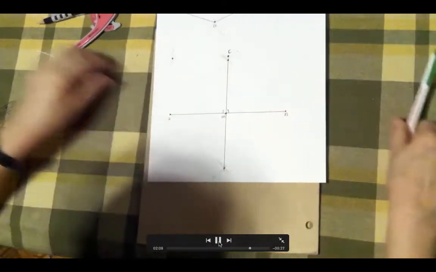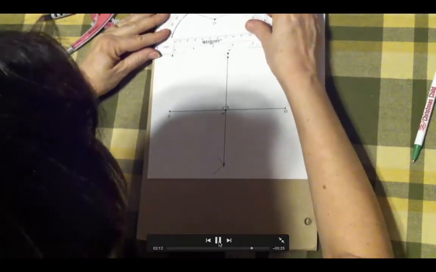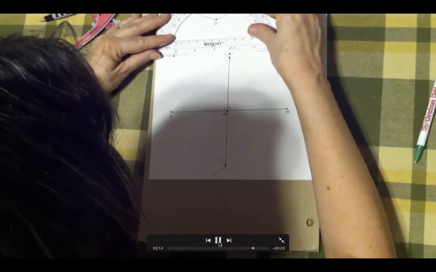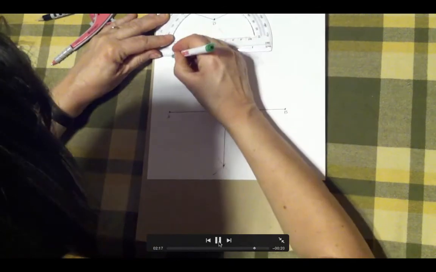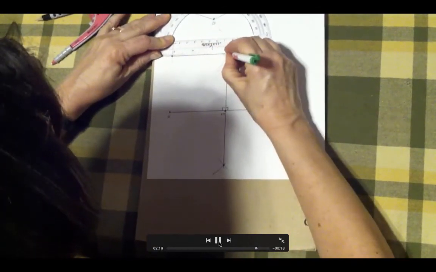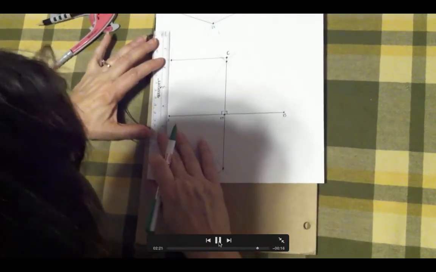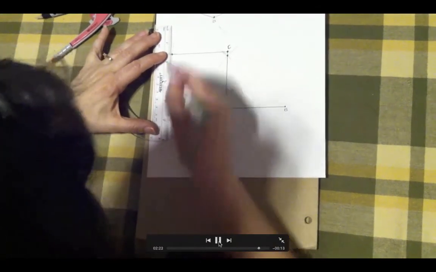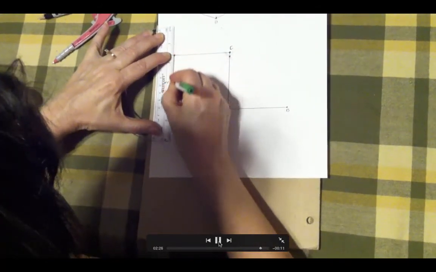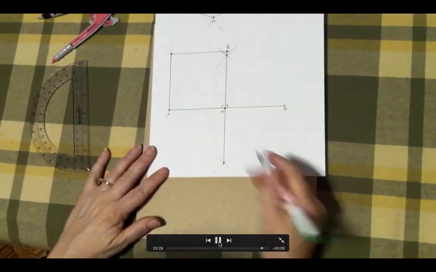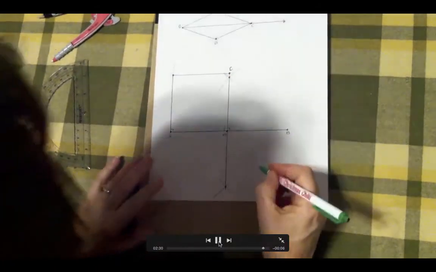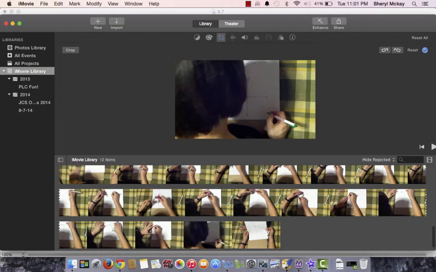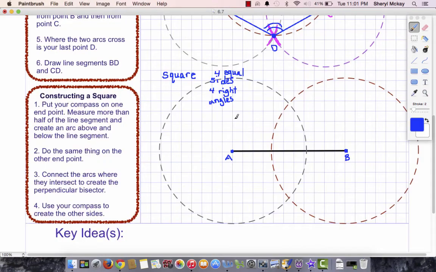And now all I have to do is connect C to D, and then D to A, and I will have made my triangle. Or not my triangle, my square. And there it is. There's my square with 4 right angles. And we'll go back. All right, so now it's your turn. It's your turn to do this.